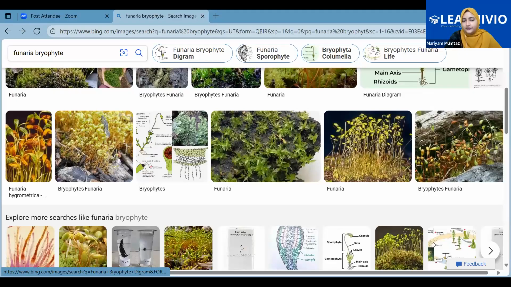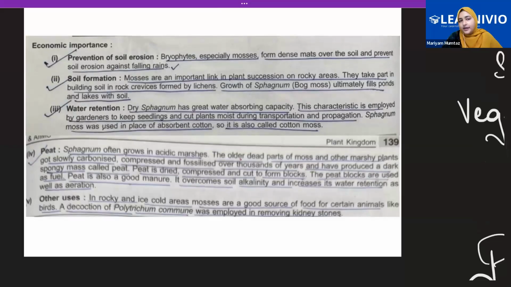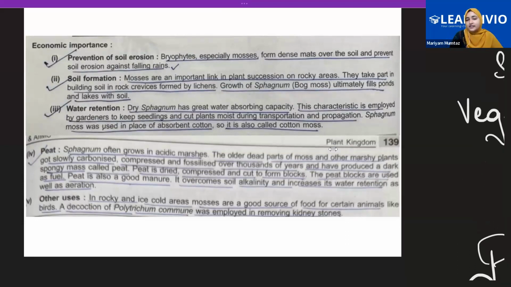So we are done with the bryophytes. Now let us see their economic importance, and what they are so useful for. First of all, the bryophytes, especially the mosses, are pressed so closely onto the land, stuck onto the land like this, that they hold the soil very tightly. Because they hold the soil tightly, they prevent soil erosion. So one of the most important services or economic importance that we get from the bryophytes is that they prevent soil erosion.